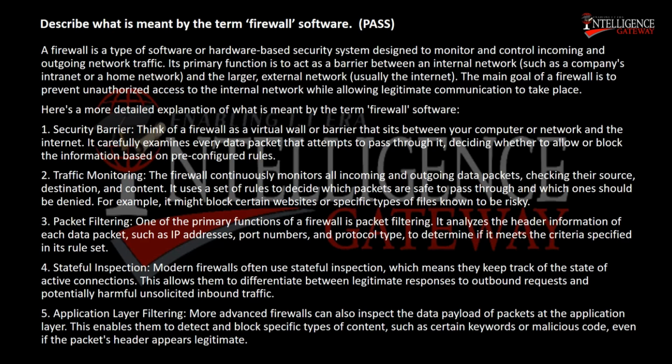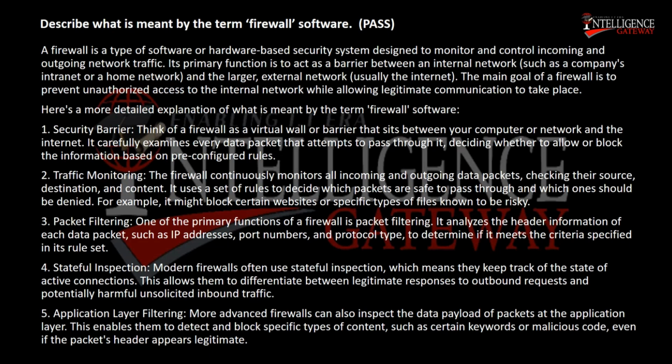Traffic monitoring. The firewall continuously monitors all incoming and outgoing data packets, checking their source, destination, and content. It uses a set of rules to decide which packets are safe to pass through and which ones should be denied. For example, it might block certain websites or specific types of files known to be risky.